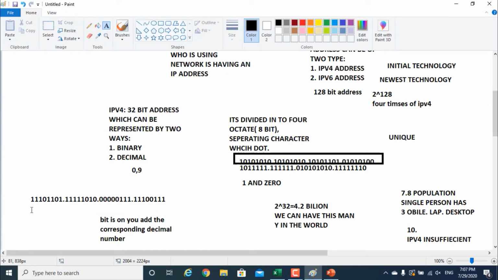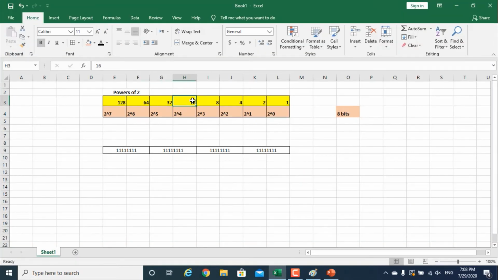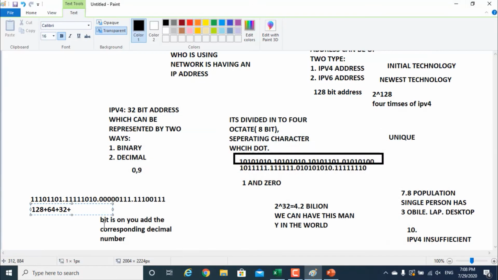So, for example, here the first bit, which is representing 128, is on. So 128 plus. The second bit is also 1, that's on, so 64. The third is also on, that is 32. The fourth is off. So what is the fourth? The fourth is 16, so we will not add the 16, okay?